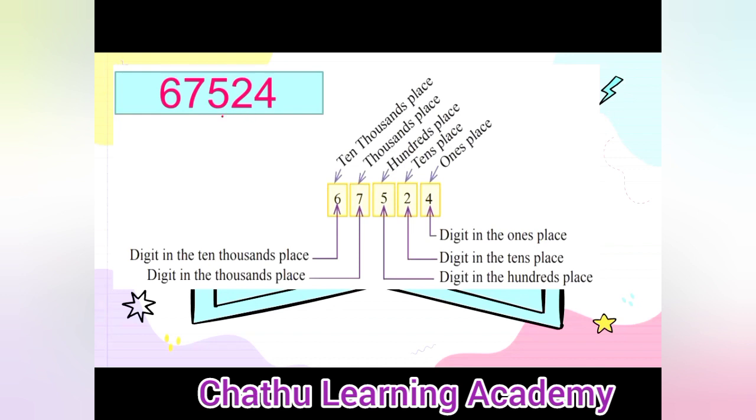Now we will move to a number with 5 positions. This is the ones place, tens place, hundreds place, thousands place and ten thousands place.